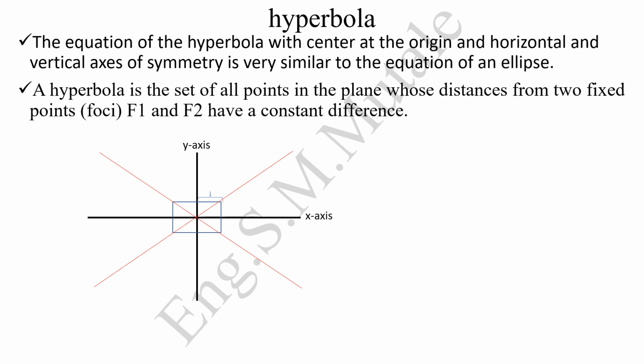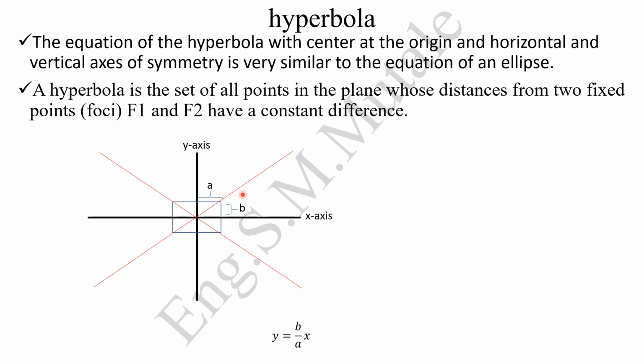The distance from this point to that point, we are calling A, and the distance from this point to that point, we are calling B. Therefore, this line from there to there is 2B, and the line from there to there is 2A.